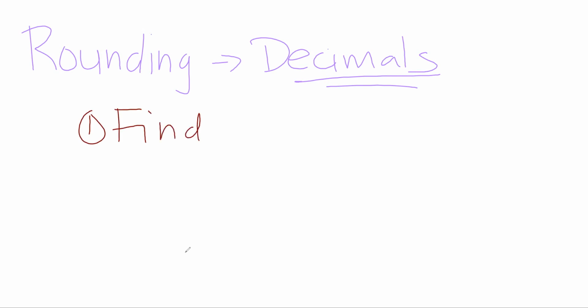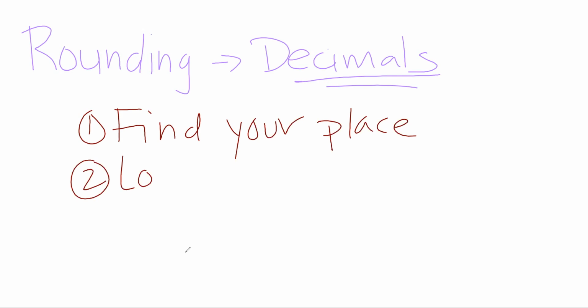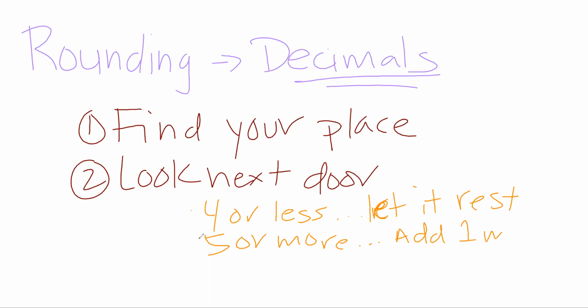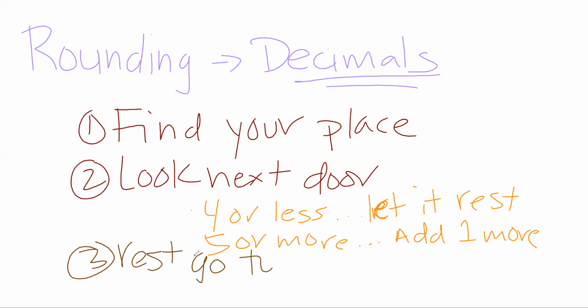find your place, look next door. If it is 4 or less, let it rest, let it rest. And if it's 5 or more, you add 1 more. And then the rest go to zeros. You'll see the rest go to zeros.